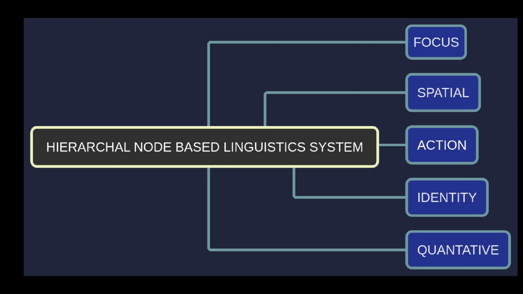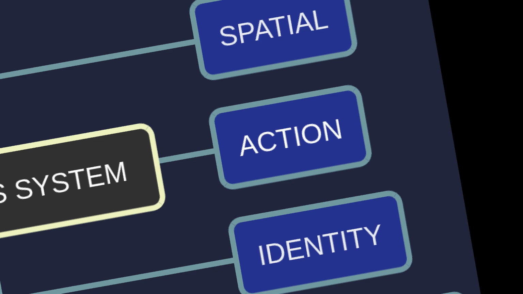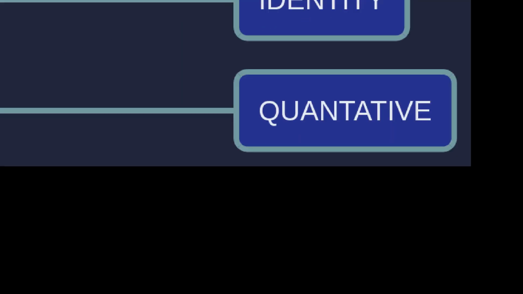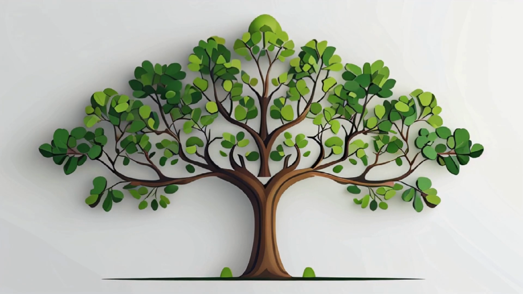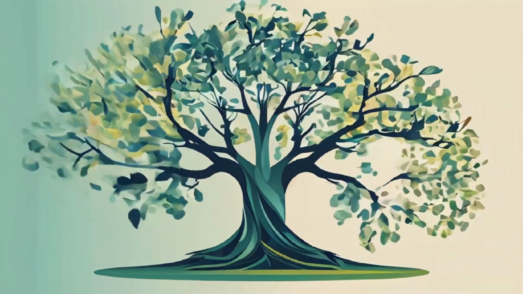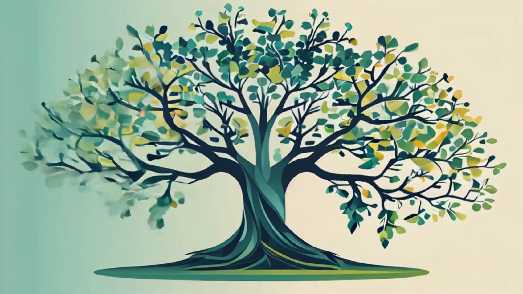There are 5 main nodes: focus, spatial, action, identity, and quantitative. Each of these main nodes then has more specific subnodes branching off from it. So instead of organizing files, we're organizing meaning. But how do words and sentences fit into this node system?